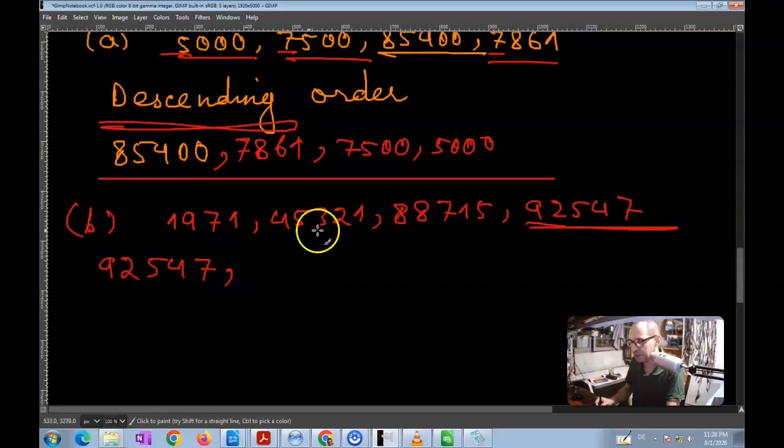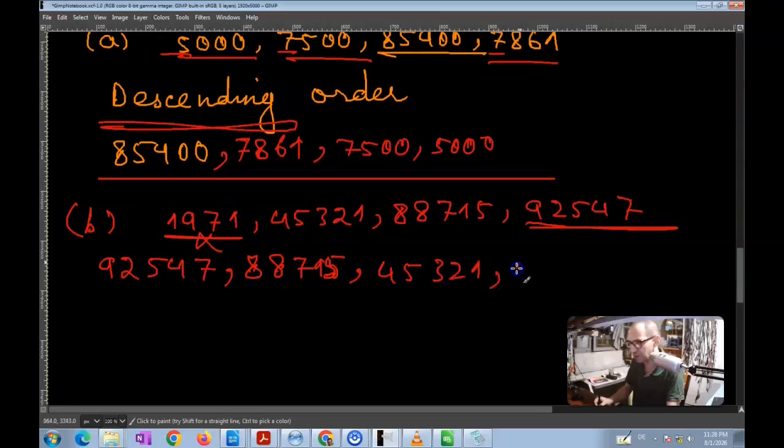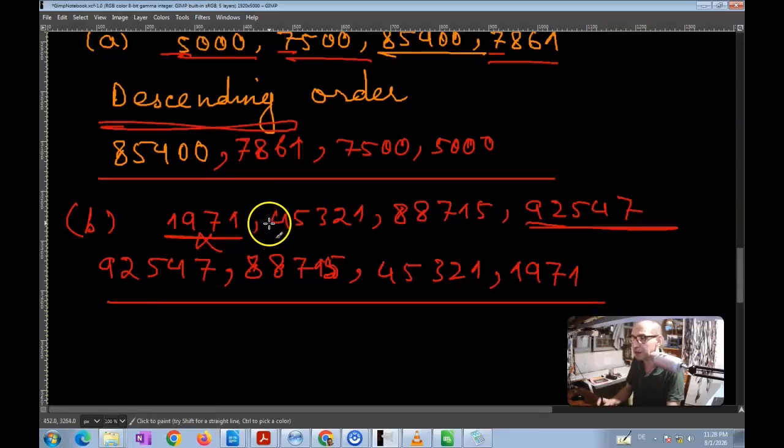And of course this 4-digit number is going to be the smallest number, so I'm going to keep it for the end of the list, right? Now among these two, 45,000 and 88,000, of course 88,000 is going to be the larger number, 88,715. And then we have 45,321, and then we have 1971.